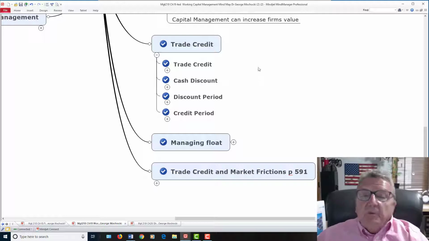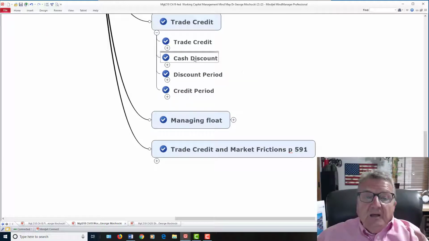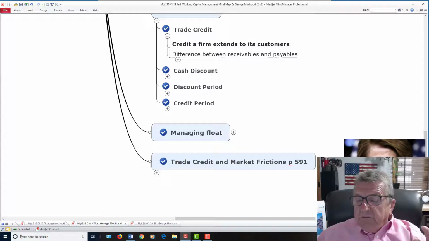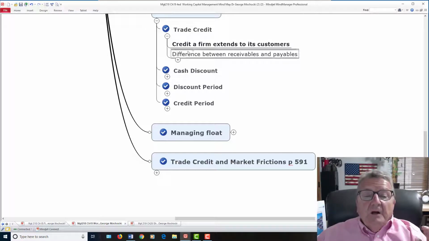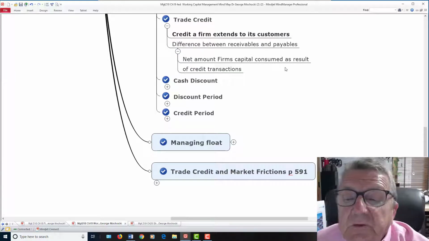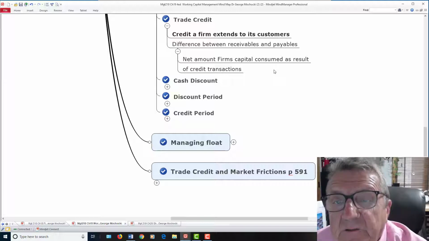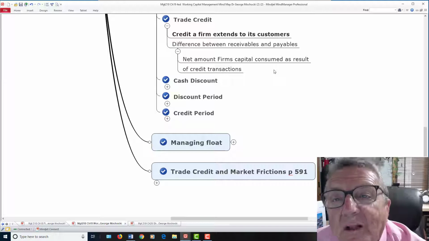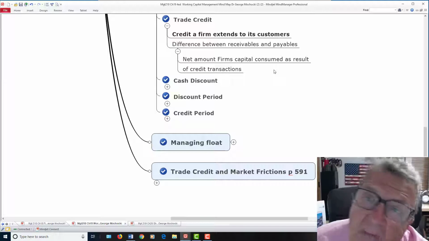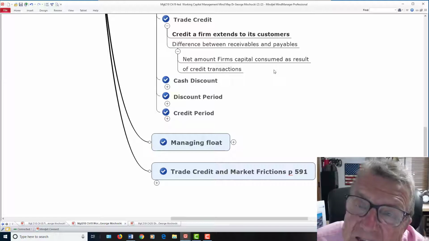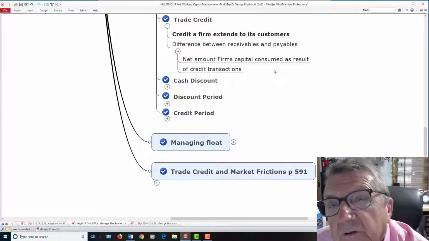Okay, so let's talk real quick. Remember, we talked about this in class. We did some good article reviews. Trade credit is the credit a firm extends to its customers, the difference between receivables and payables, the net amount firms consume as a result of the credit transaction. When I give trade credit for 5%, and if I have to take a loan out for 7%, I'm better off giving trade credit and getting that money so I don't have to take the loan out. I could calculate I'm saving 2% interest.